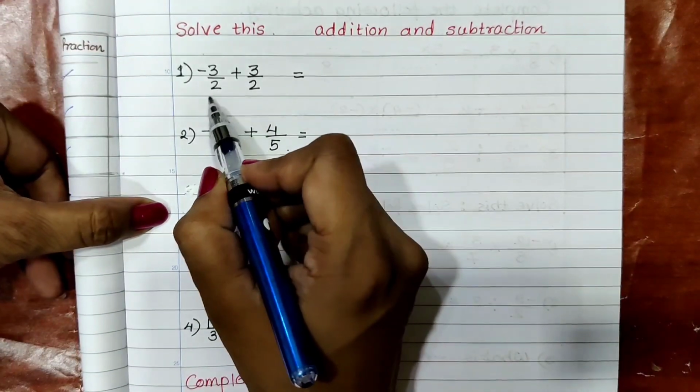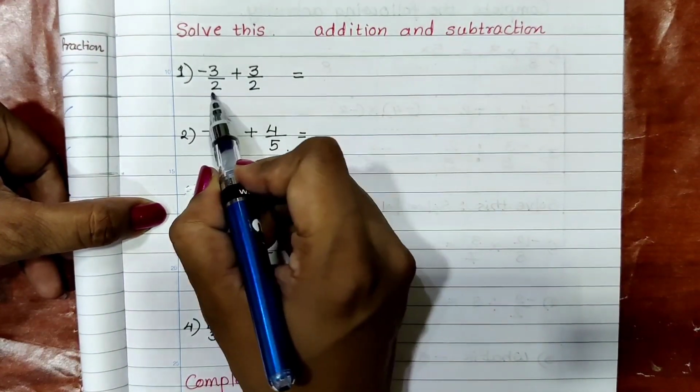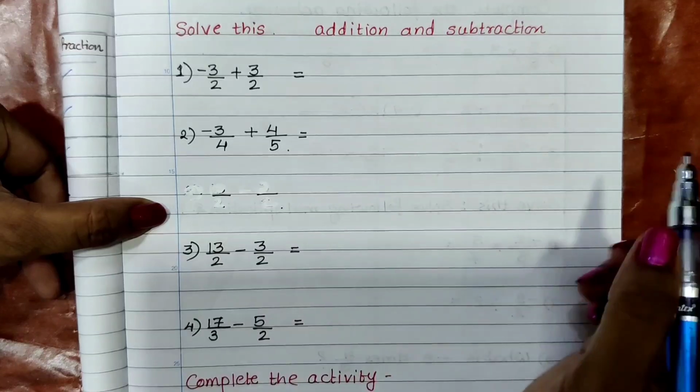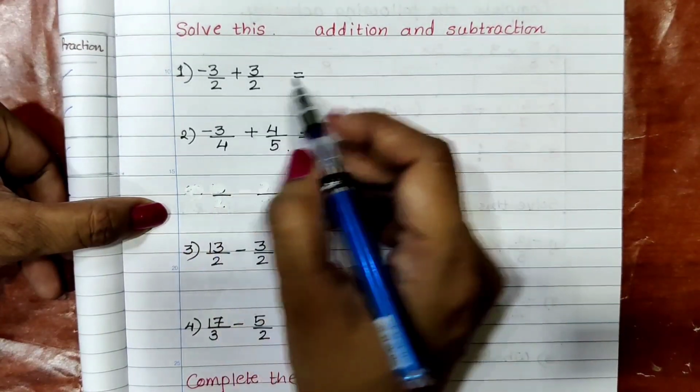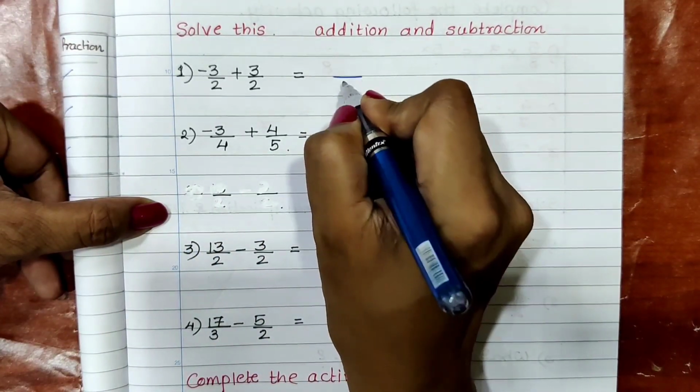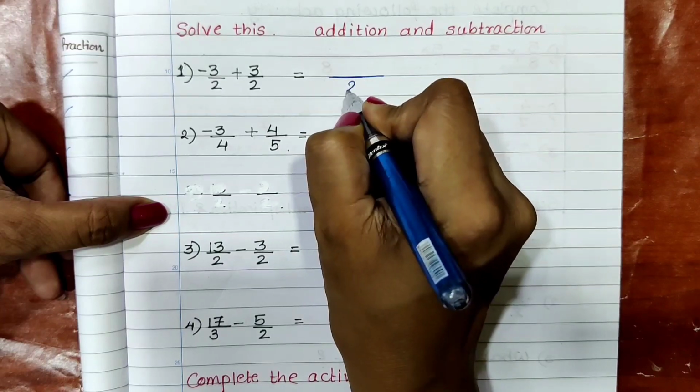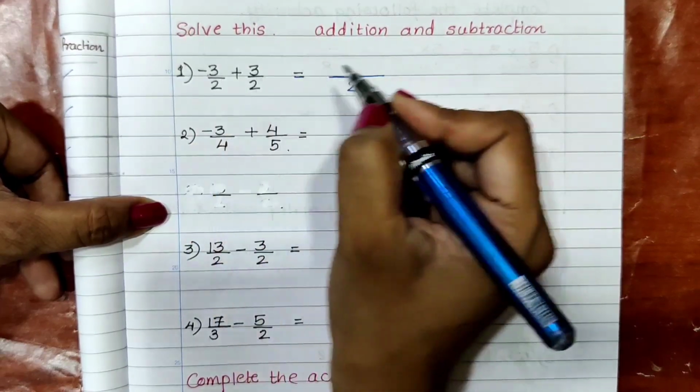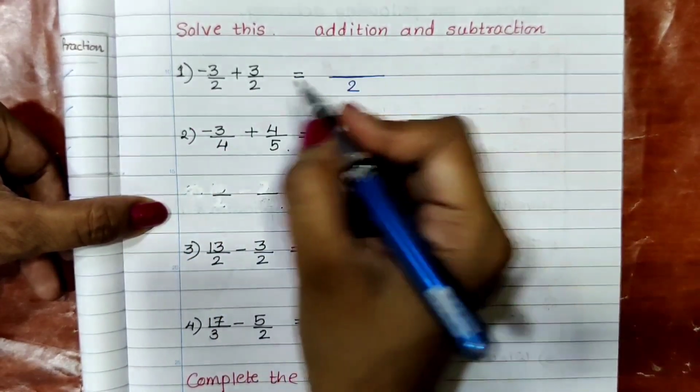So as you all can see, the denominators are equal, so we don't need to make equal denominators. As the denominators are equal, we can write the denominator one time. And what is there in the numerator? We write those numbers with the sign.